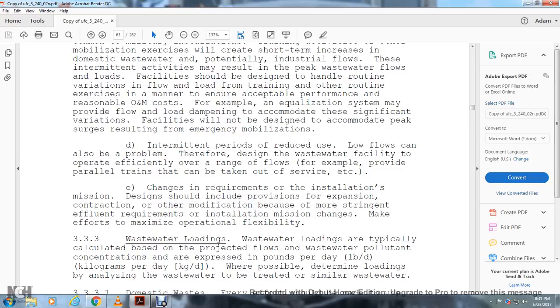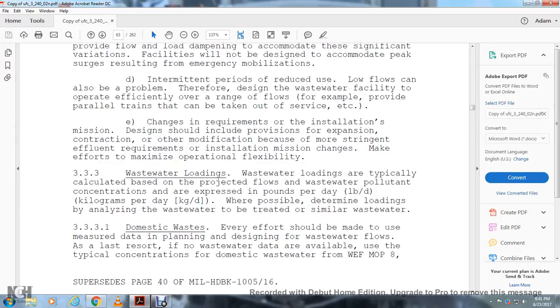Changes in the requirements of the installation. The design should include provision for expansion, contraction, or other modification to meet more stringent effluent requirements or changes in the installation mission. Make efforts to maximize operational flexibility.